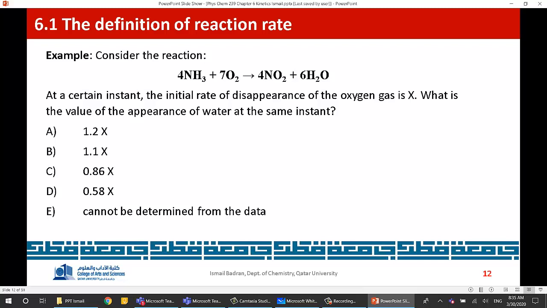At the same instant. If oxygen is X, what would the water be? Is it 1.2x? Is it 1.1x? Is it 0.86x? 0.5x? Or cannot be determined from the data? I will give you 1 minute to think about it and come up with an answer, please. A, B, C, D, or E. You can also use the chat window to give your answer.